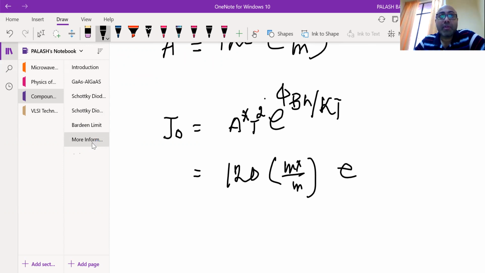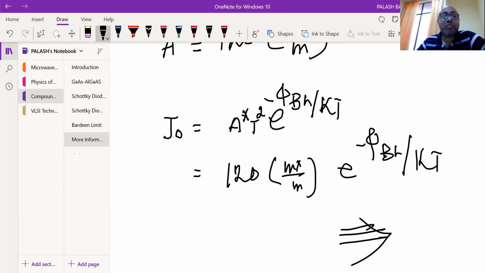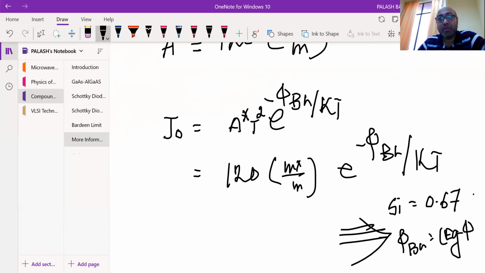Into e to the power minus phi_n. So suppose you assume that you have a lot of defects. For silicon, m star by m0 is around 0.67, if you know the effective mass. And suppose you have a plenty of phi_n. So what is your phi_n? Suppose DIT is equal to infinity, an ideal case. Then your phi_n is equal to Eg minus phi_0.